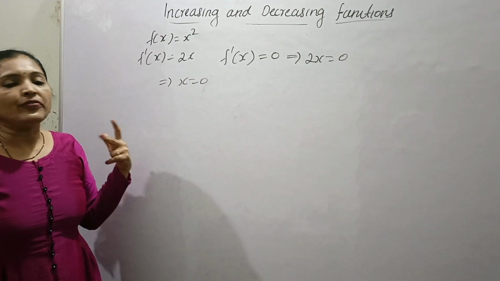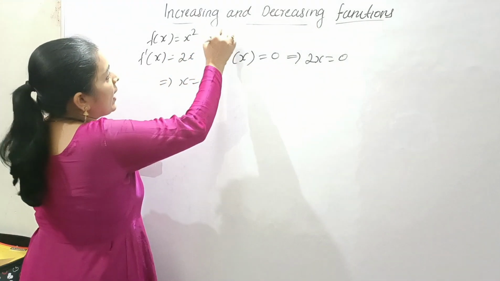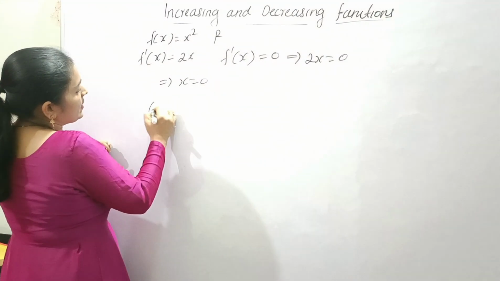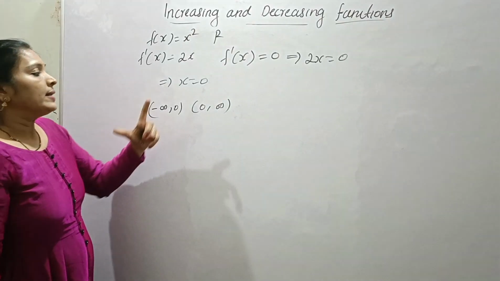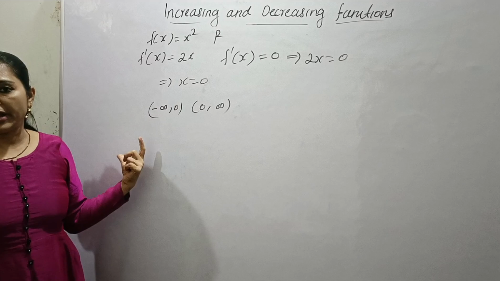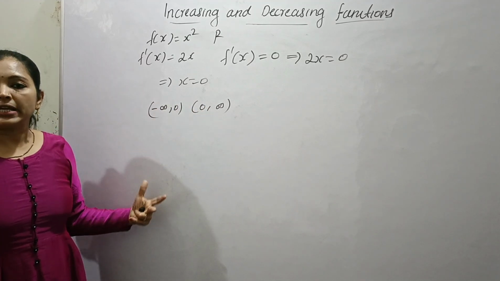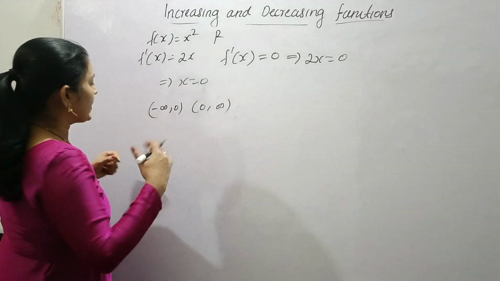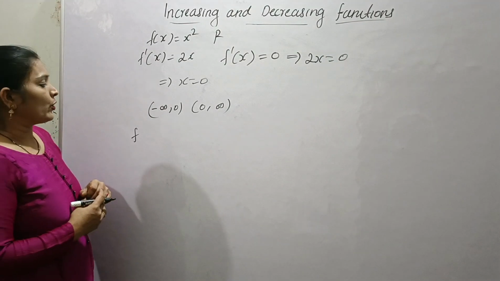Then next, we divide the domain, which is R, into two open intervals: -∞ to 0, and 0 to ∞. After that we will check, in each interval, whether f'(x) is positive or negative, that is, whether the function is increasing or decreasing. Let's take another example, since after going through an example you will understand it quickly.